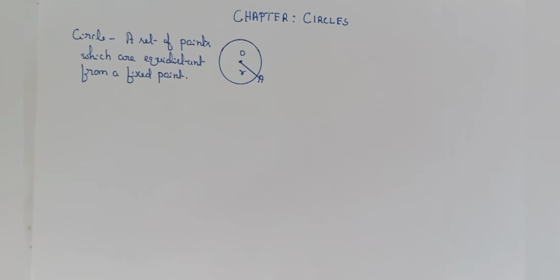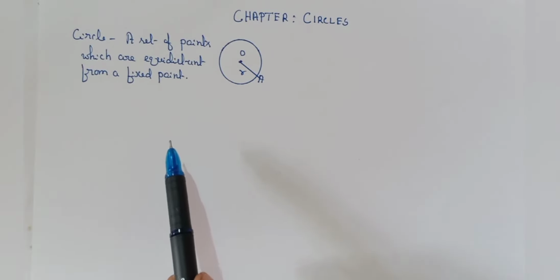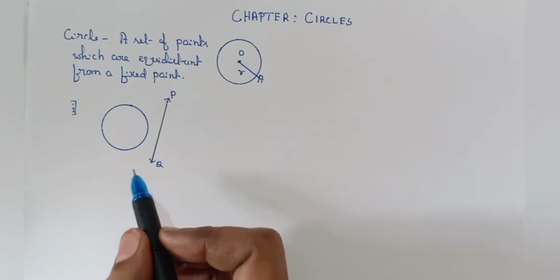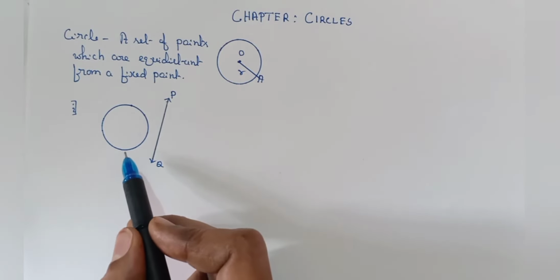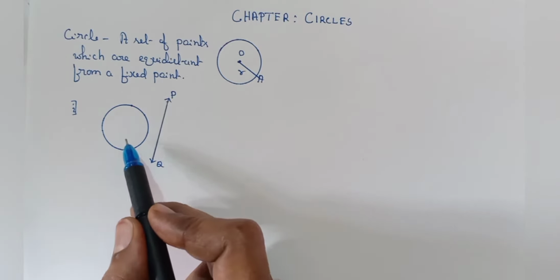Now, consider a circle and a line. We can draw a circle and a line in three ways. In the first way, the line PQ and the circle have no common points. So, the line PQ is called non-intersecting line with respect to the circle.